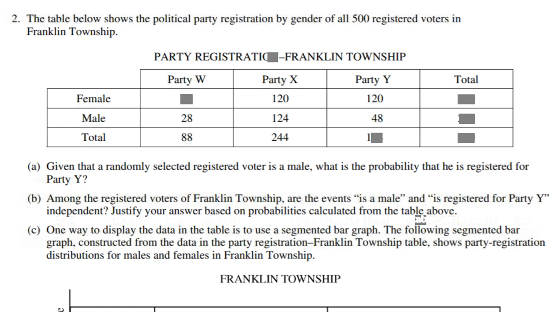Here we go. It says, among registered voters of Franklin Township, are the events is male and is registered for Party Y independent? And then they want your answer based on some kind of probabilities. When you want to test for independence, there are two ways to do that. So they're testing, let's be clear here, is male and Party Y. So we're asking the question, are male and Party Y independent?